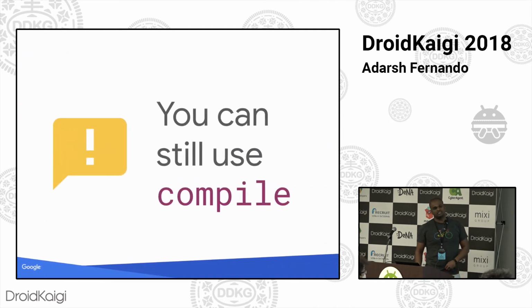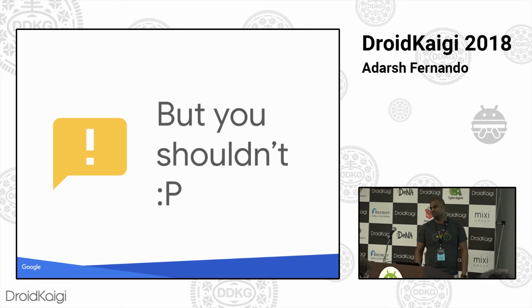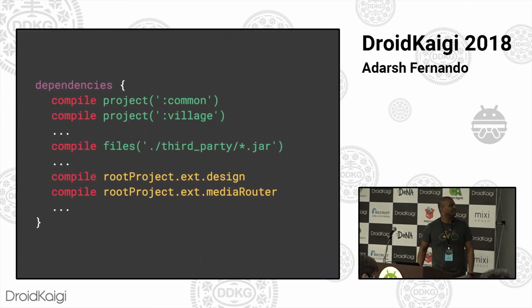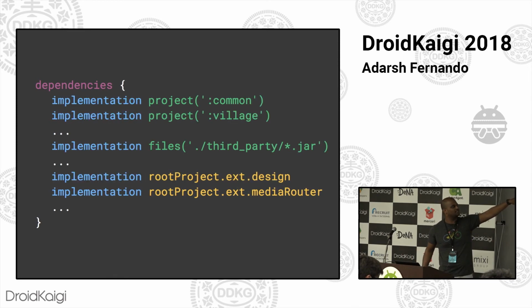So here's the thing, they haven't fully deprecated compile. You can still use it today, even on 3.0 or 3.1, but you really, really should not do that. It's super easy, just do a search and replace. Just find all your compile dependencies and just turn them into implementation, right? It's almost as easy as that.